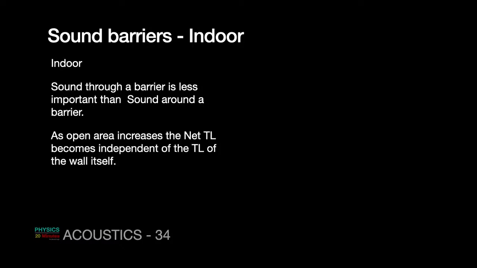So what happens is, if the sound barrier is small, then the sound through the barrier is very less important than the sound around the barrier. Sound can be diffracted easily, and if the open area around the barrier in a room is large, then the net transmission loss becomes independent of the transmission loss of the wall itself.